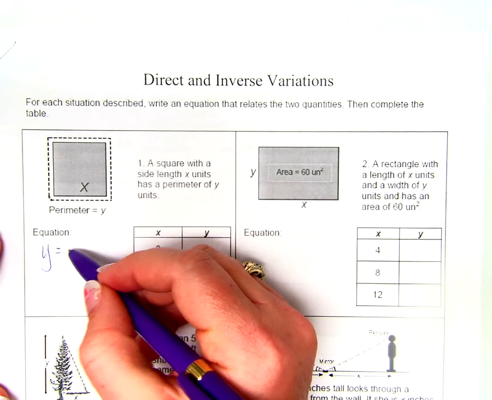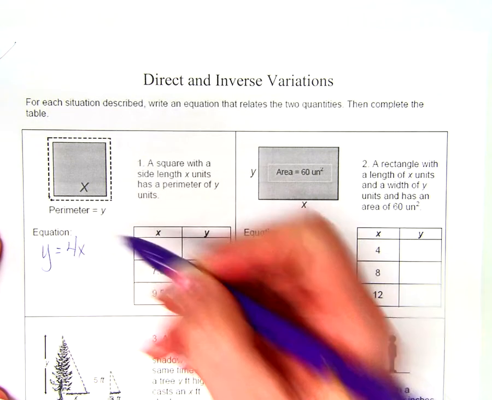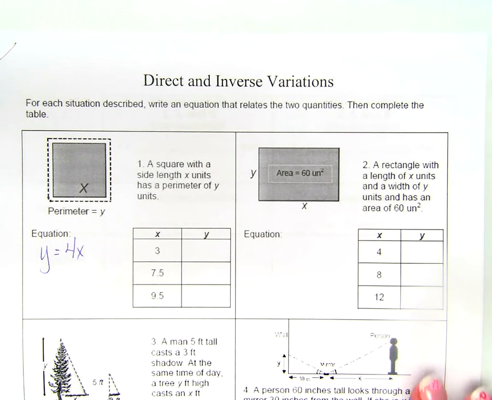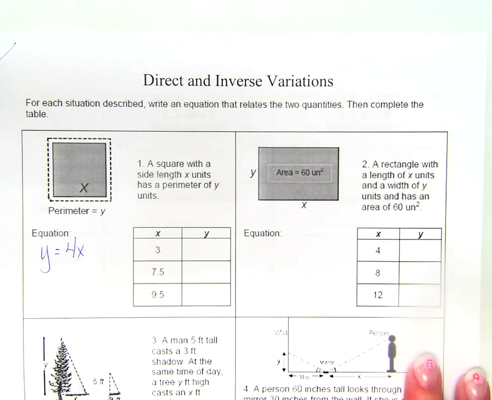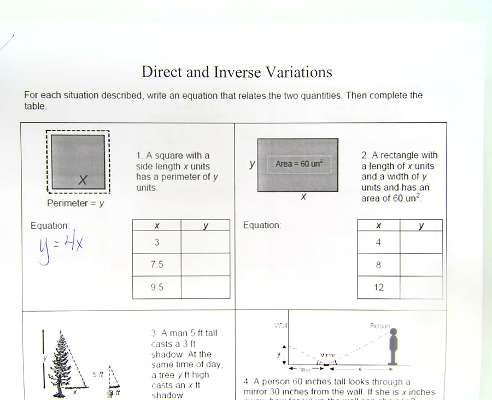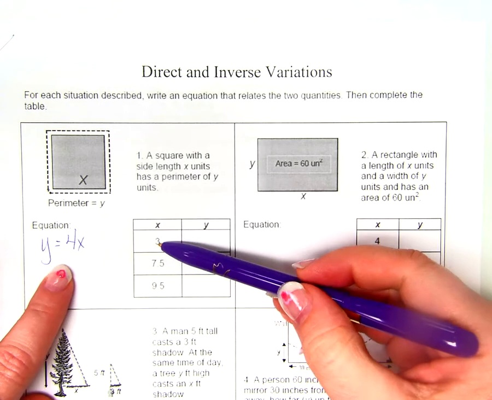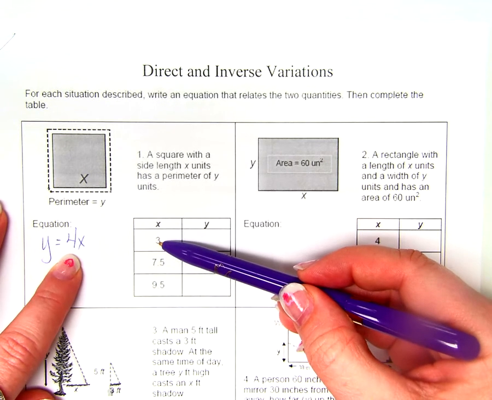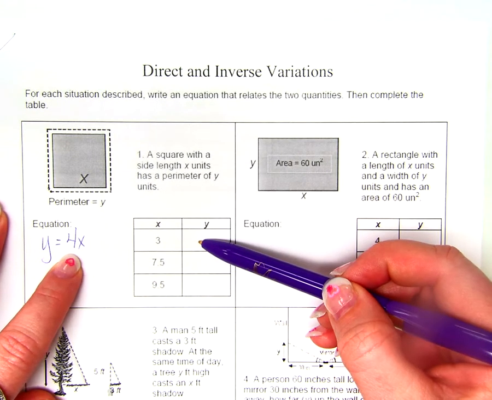Can we write it instead like this? Why do we write it like 4x instead of x4? Yes, that's the right answer. Because. That's why we do. Okay? It's a traditional way of writing. The numbers come first, then the variables. No big deal. Okay? So if x is 3, if the length of the side is 3, what is the perimeter? What is y?